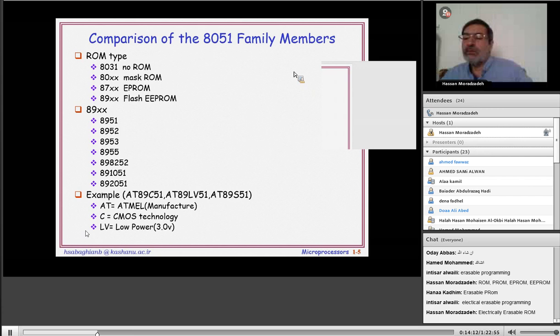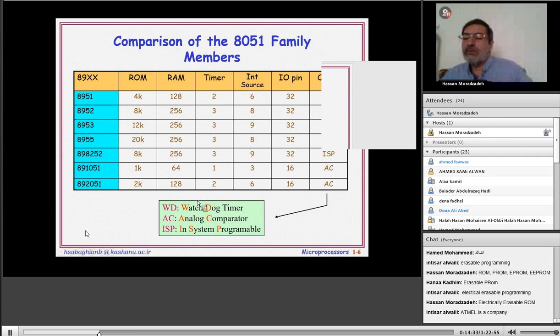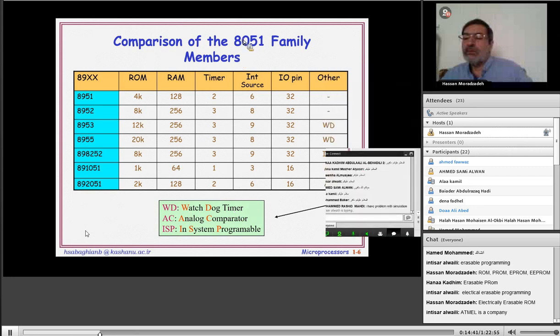I go fast, okay. There isn't any need to learn deeply. Some items have some RAM space, some timers: 2 timers, 3 timers, 1 timer, etc. Interrupt sources, for example here 6, here 9, here 3. I/O pins: these items mean 4 ports, 4 8-bit ports, P0 to P3. But these 2 items have only 2 ports, P0 and P1, for example.